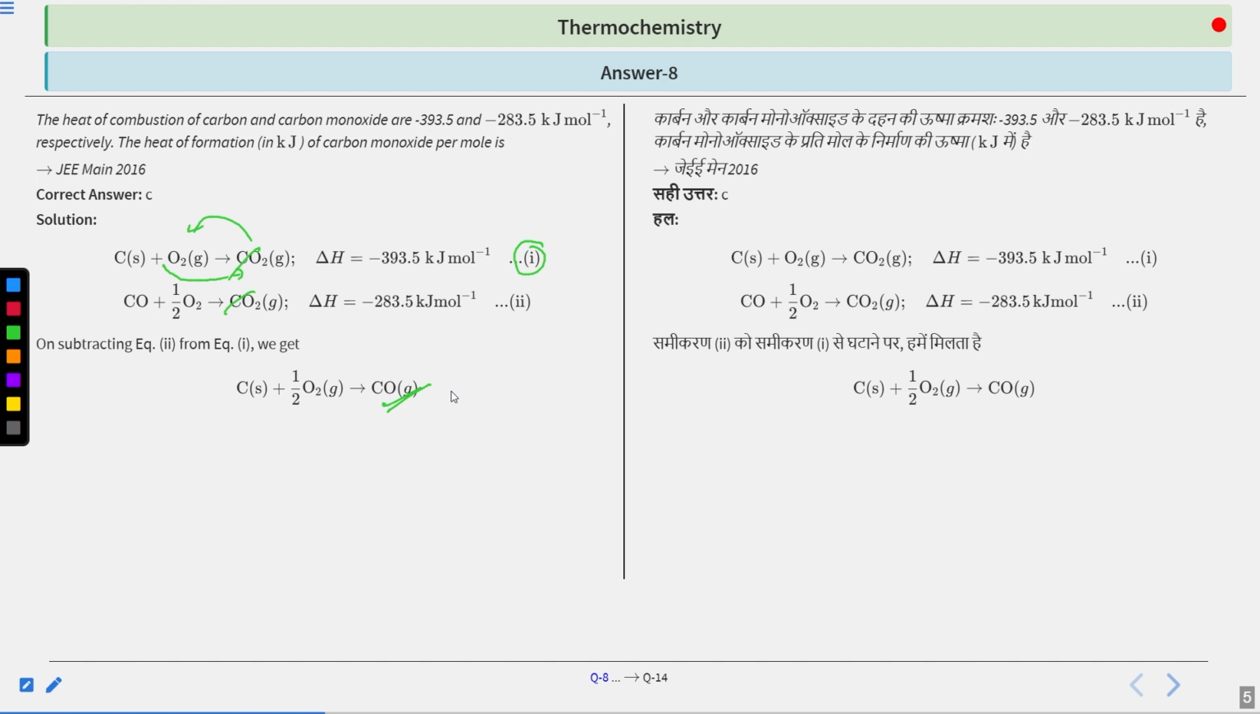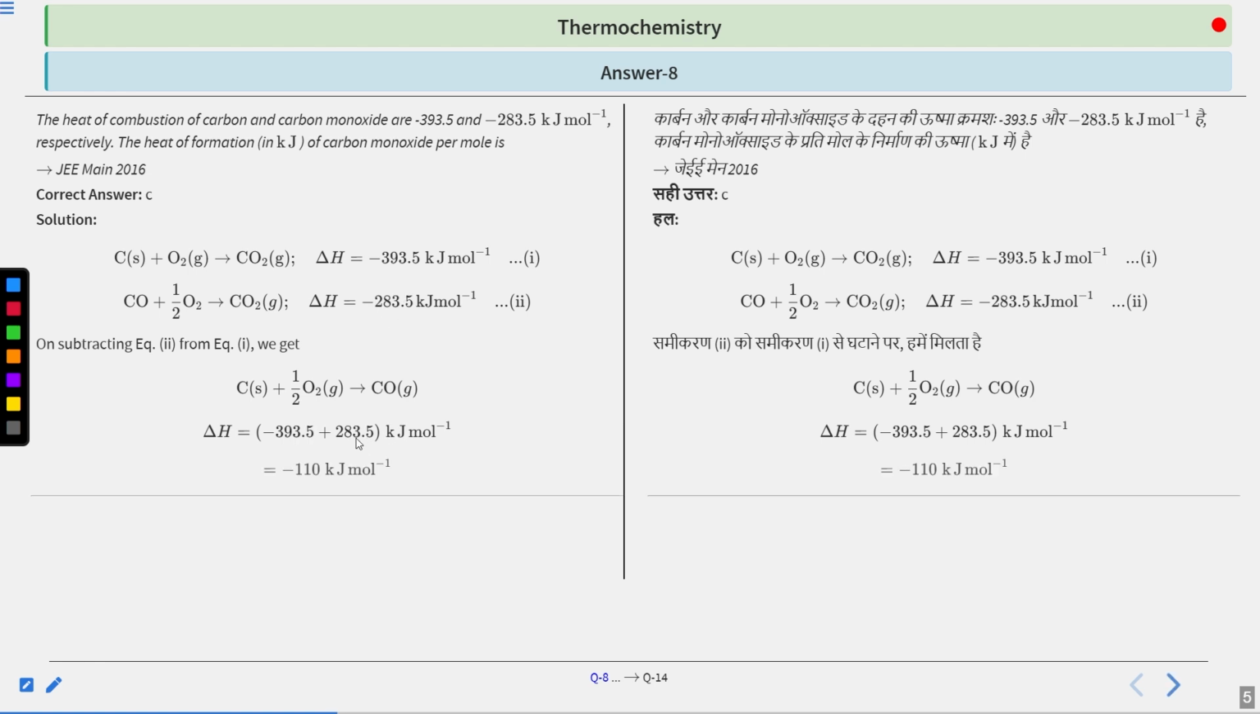Right? Okay, so moving on further, we will do the same thing with the enthalpy that we have done with the equation. So 2 minus 1 would give you what? So this is 2 and this is 1. So that will give you what? This will give you minus 110 kilojoule per mole. Okay, so we are subtracting 2 from 1.